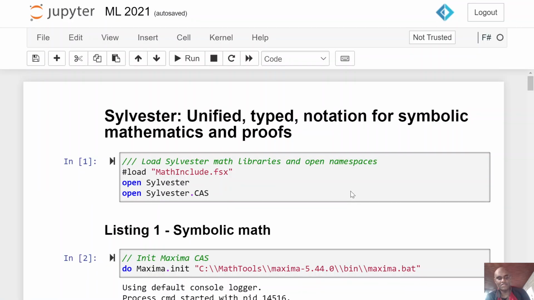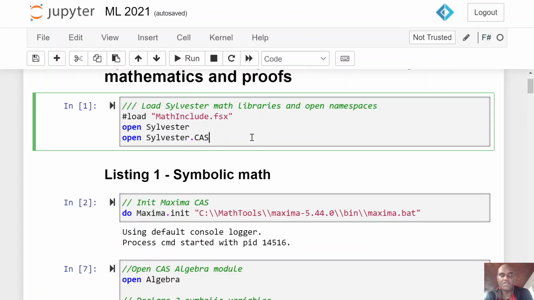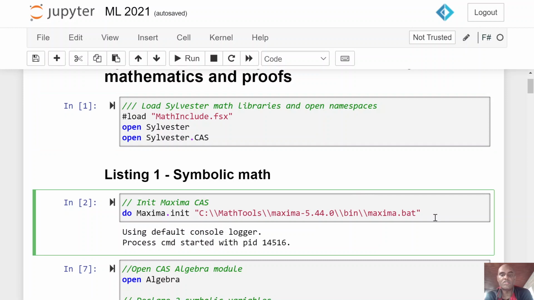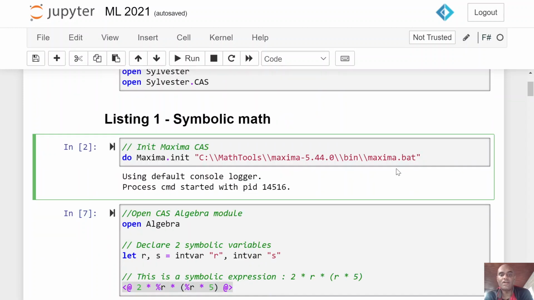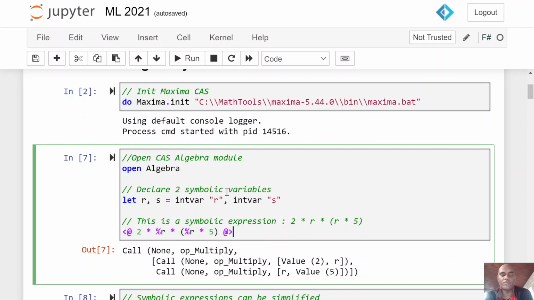So let's look at Sylvester in action. This is a Jupyter notebook running an F-sharp kernel. We're going to load up the Sylvester libraries in our first cell. And the next thing we're going to do is initialize the Maxima class. So we want to use Maxima as our computer algebra system, but we want to use F-sharp as the interface to Maxima. So we started the external Maxima process. All we have to do is open up our algebra module.